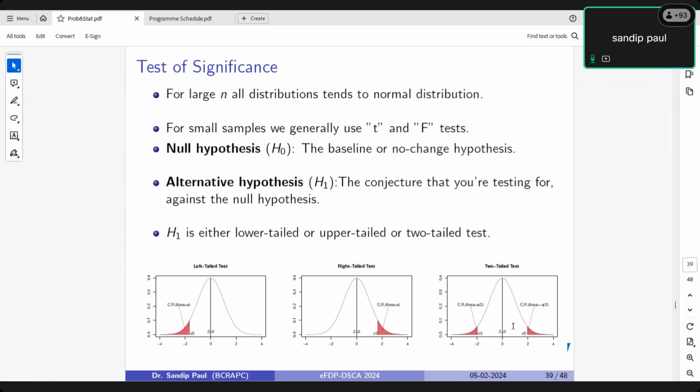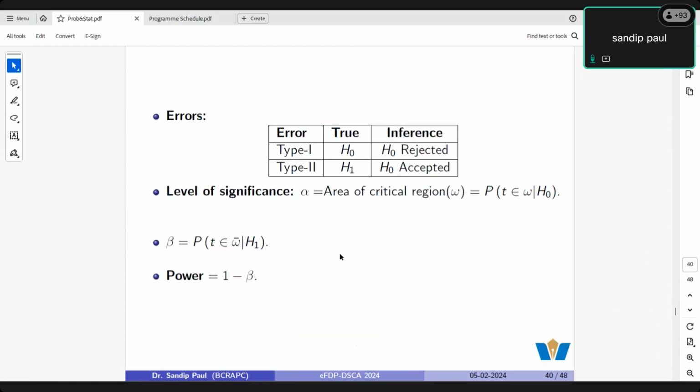But in case of a two-tailed test, if we have a region like this, and the value falls into either the left side critical region or the right side critical region, we can reject the null hypothesis. So there are different steps.